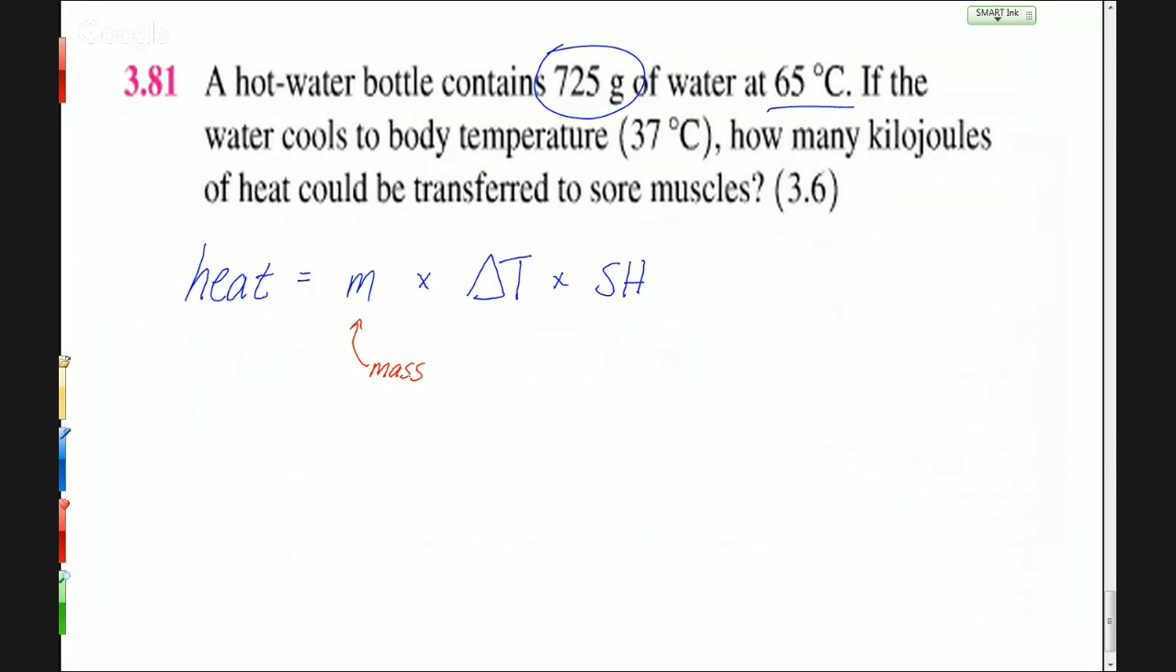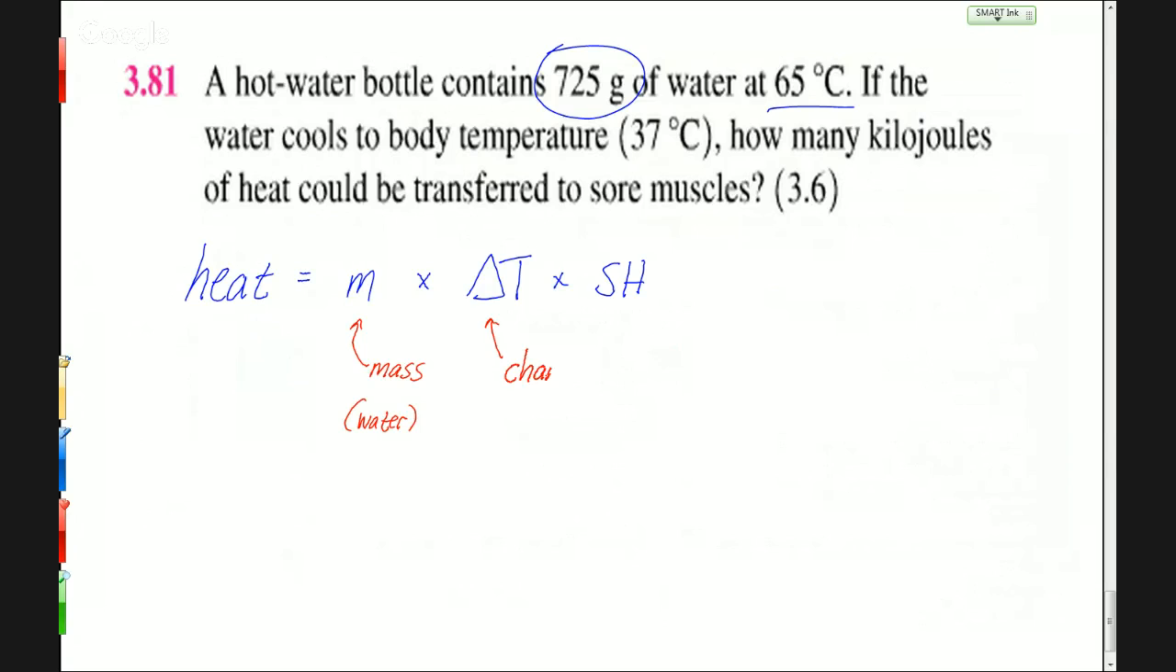And that's the mass of what's being heated. So the mass of, in this case, heated or cooled. So the mass of water in this case. This water is cooling. That's not always going to be the case. It depends what the question is asking about.